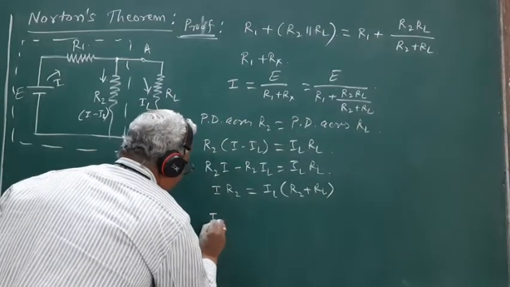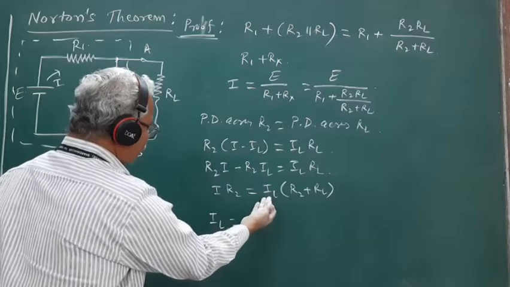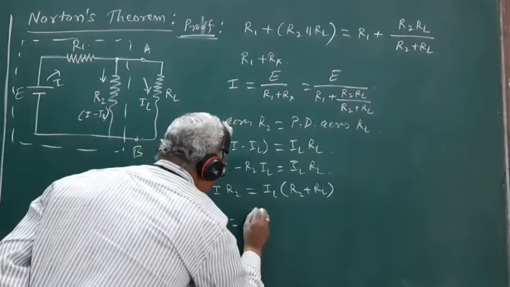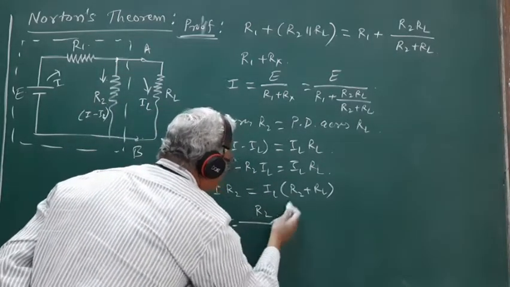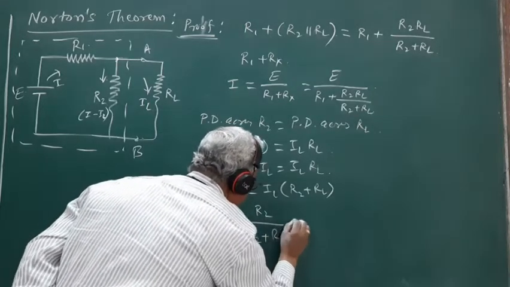Therefore, IL is equal to R2 upon R2 plus RL into I.